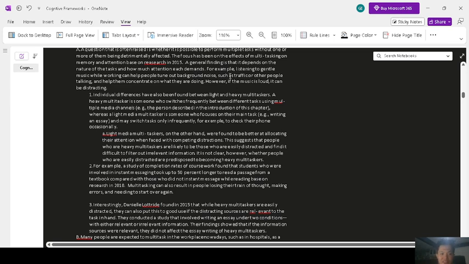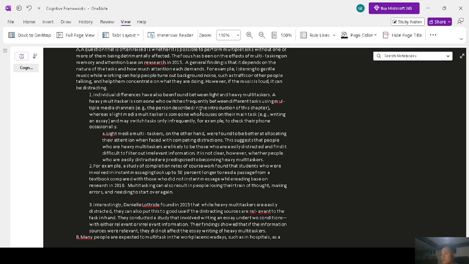For example, listening to gentle music while working can help people tune out background noise, such as traffic or other people talking, and help them concentrate on what they are doing. However, if the music is loud, it can be distracting. So, contrary to popular opinion, distraction is not always bad. Sometimes a good type of distraction, such as changing the music, like when you're listening to a song to change your mood, helps you focus on the task. Sometimes it's better. It works for me personally.